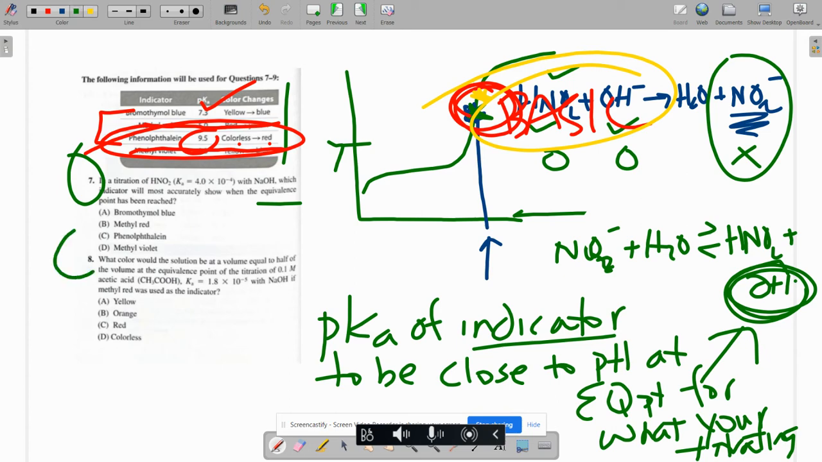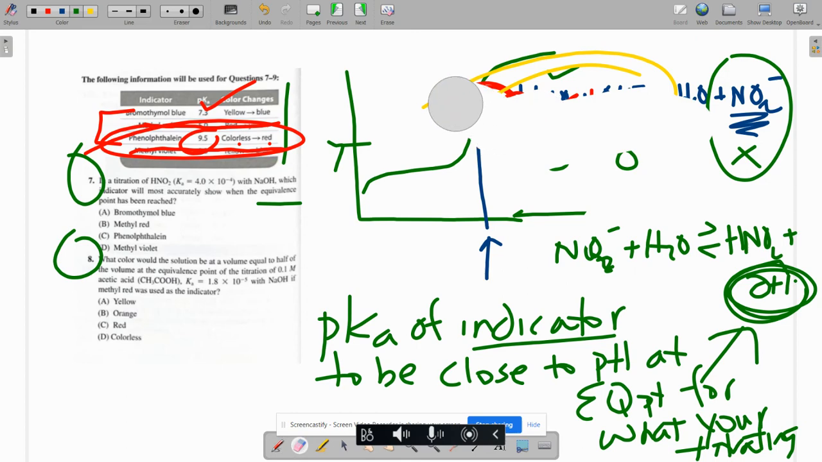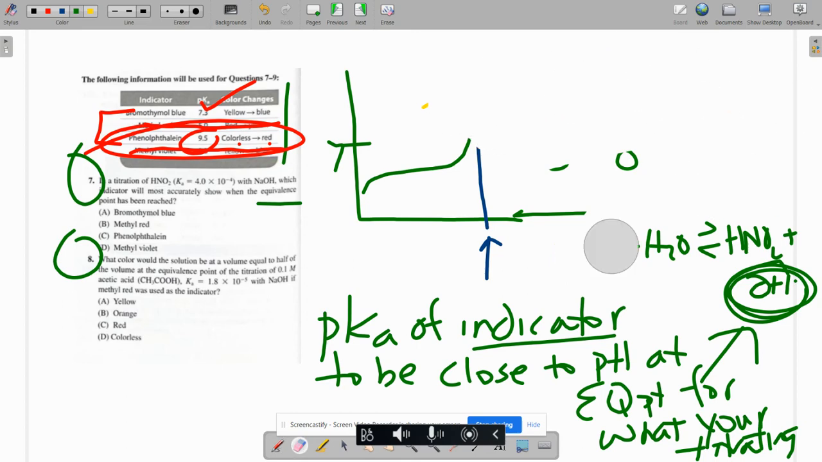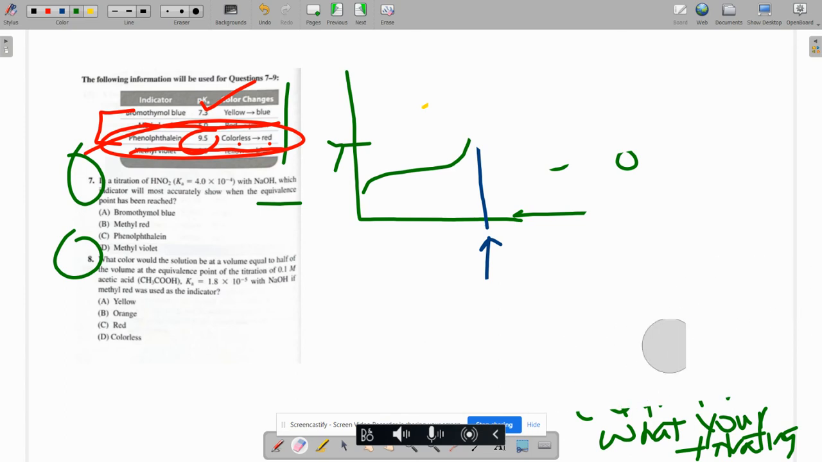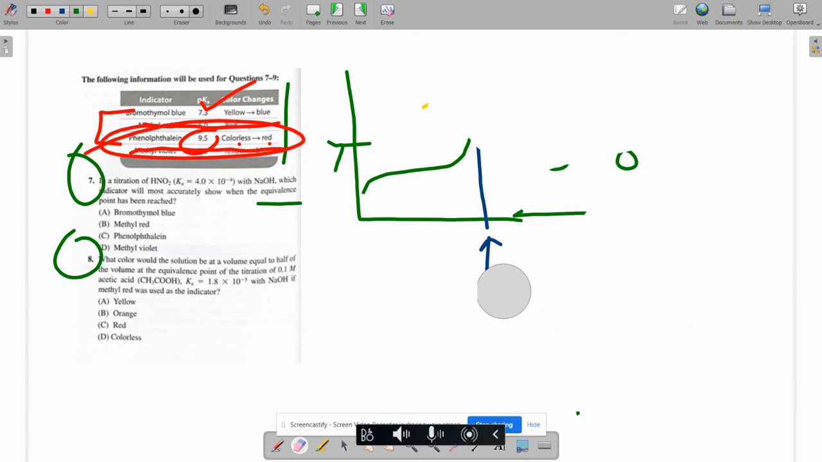What about number 8? It says, what color would the solution be at a volume equal to half of the equivalence point of the titration of acetic acid? Ooh, this one's a little tricky. Let me see if I can clean this up a little bit.